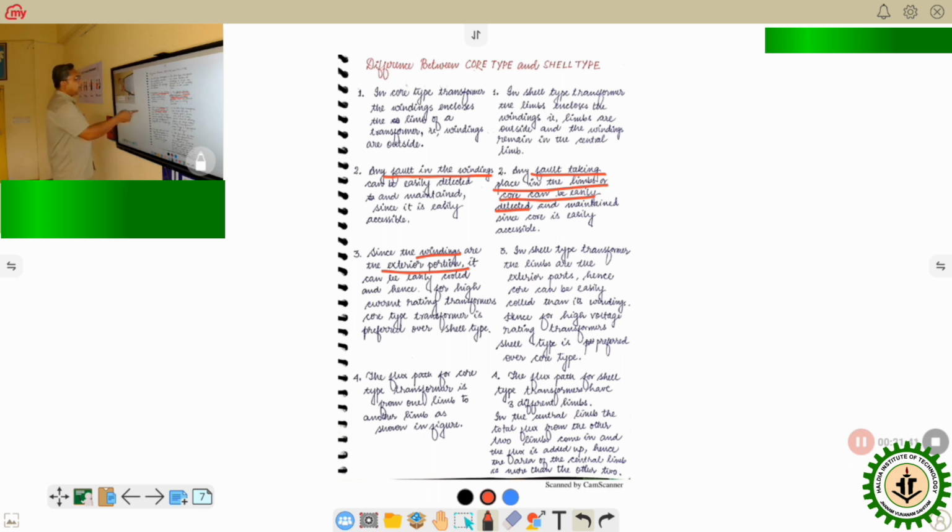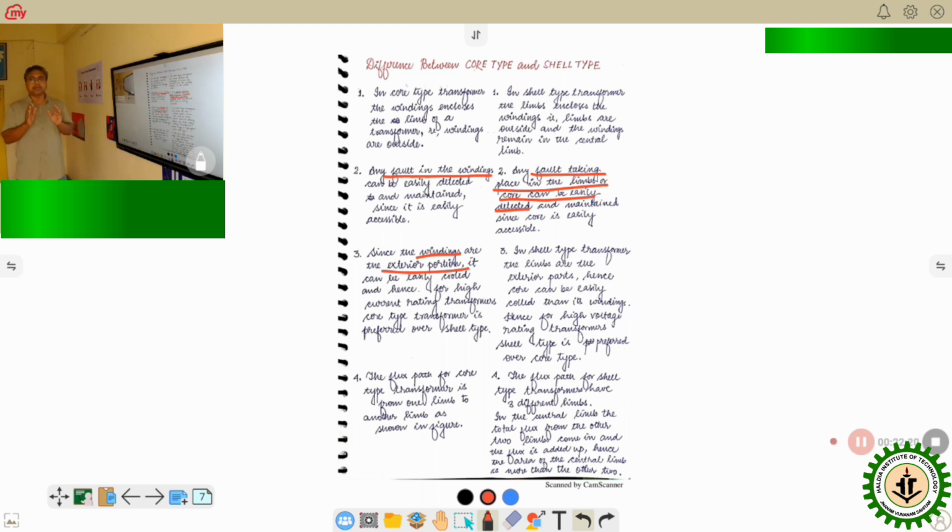Now, since the windings in core type remain the exterior portion, when the transformer is operating and load is increased, heat will be generated. So the heat can be dissipated easily, which means the windings can be easily cooled. When the windings can be easily cooled, it gives me an advantage: whenever I am asked to build a transformer of higher current rating, I will choose a core type transformer.